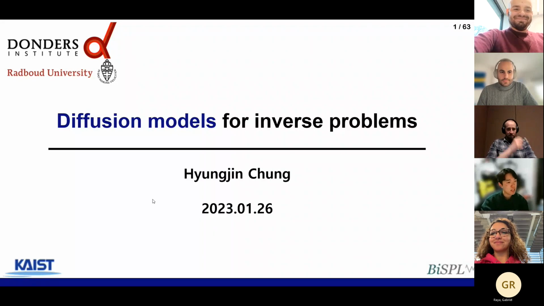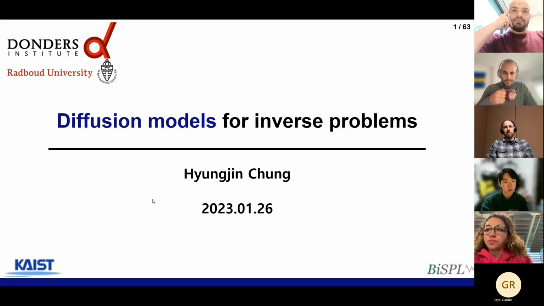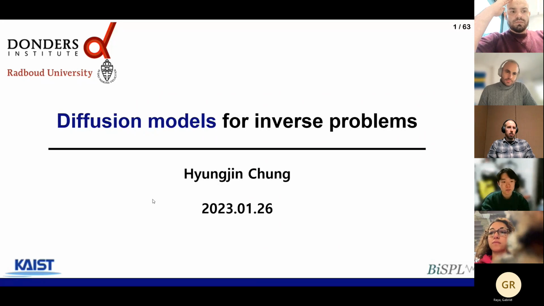So today I'll give a talk mostly about diffusion models and how to use them to solve inverse problems in imaging, focusing on a few recent papers that I wrote. Specifically, it will be focused on Bayesian inference in the context of inverse problem solving. So I believe it will be of quite a relevance to you.